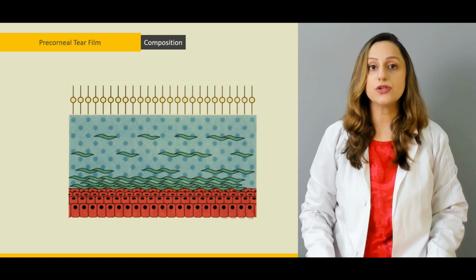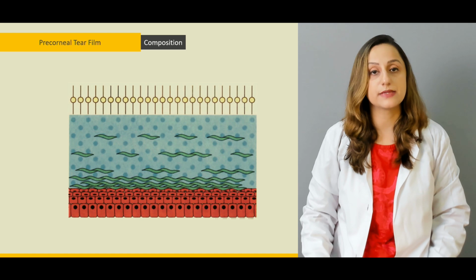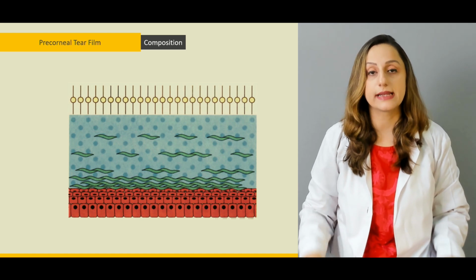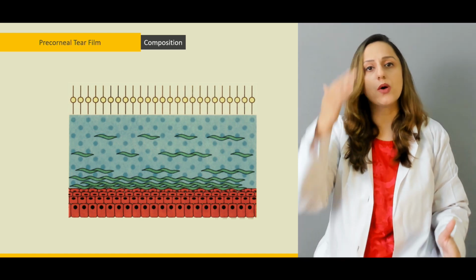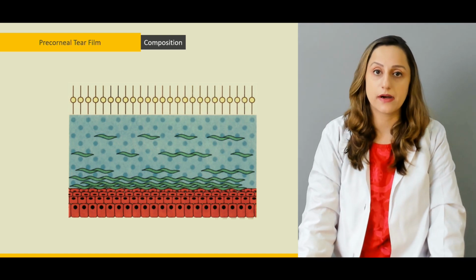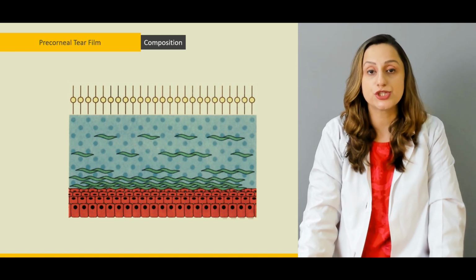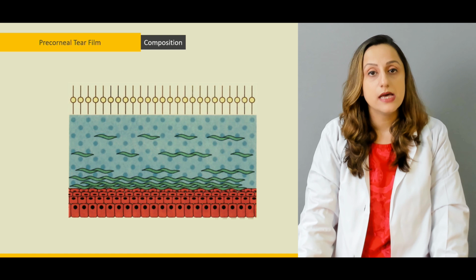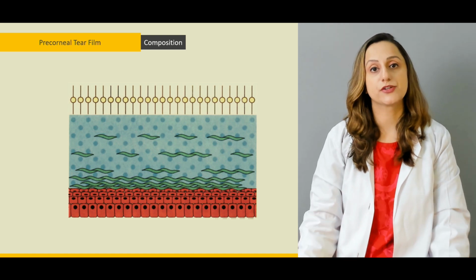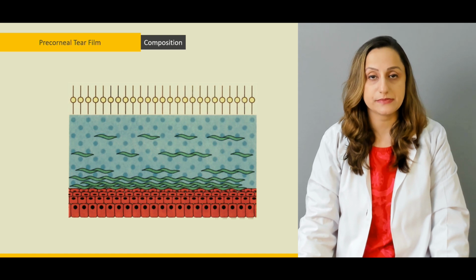The formation of this tear film is the responsibility of the lacrimal gland. When we recall the anatomy of the lacrimal gland, it has an orbital part and a palpebral part, which is in close relationship to the eyelids. Both of these lobes of the lacrimal gland are responsible for the production of this tear film.